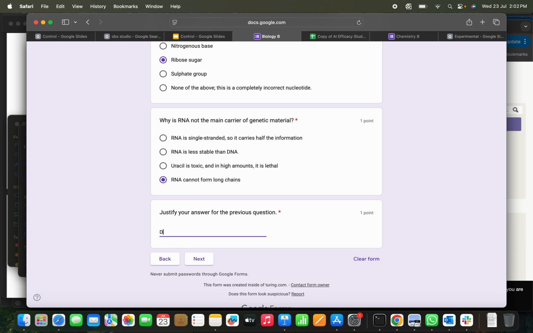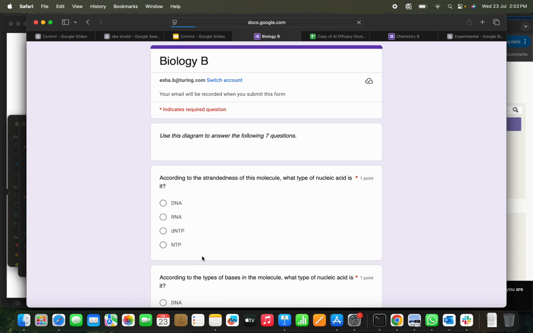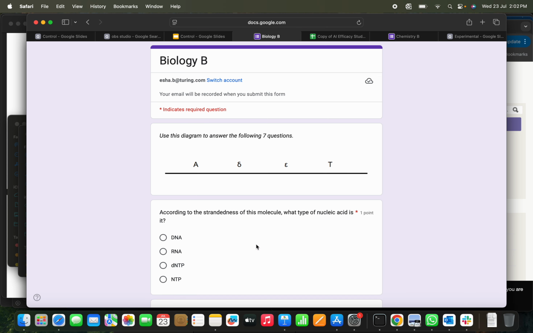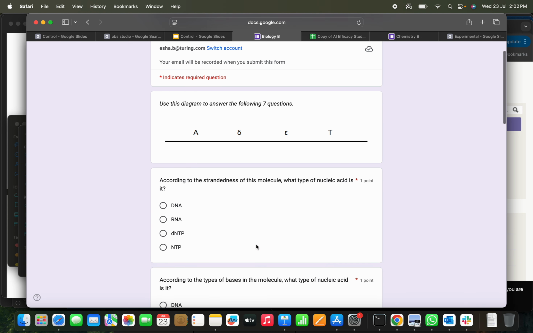Let's say it does not form a helix structure, but still I have no clue about this thing. Okay, use this symbol to answer the following 7 questions. This is A, delta, epsilon, and T.